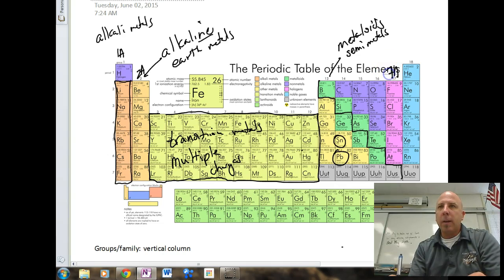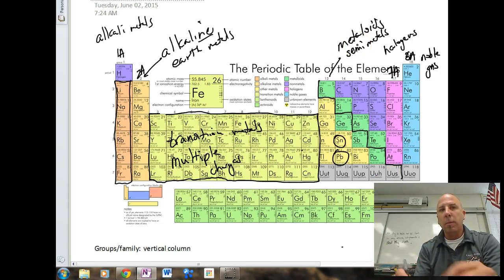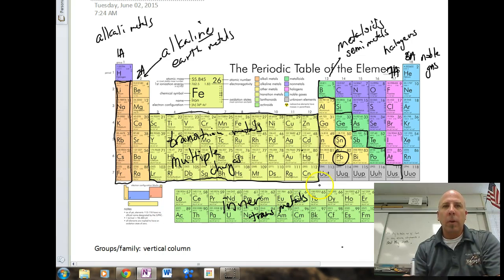Here in 7A, you probably remember these are our halogens. 7A group: fluorine, chlorine, bromine, iodine, astatine. And of course in 8A, we have our noble gases. So you should be able to identify an element based on its position in the periodic table, which is going to tell us a lot more later on. And of course down here at the bottom, we have our inner transition metals with our actinide and lanthanide series.